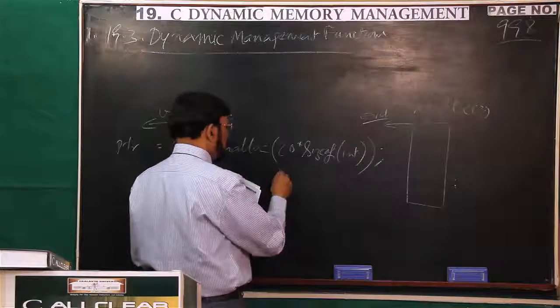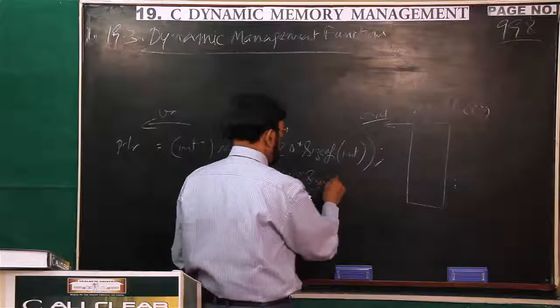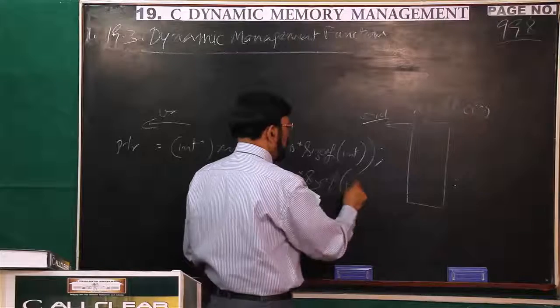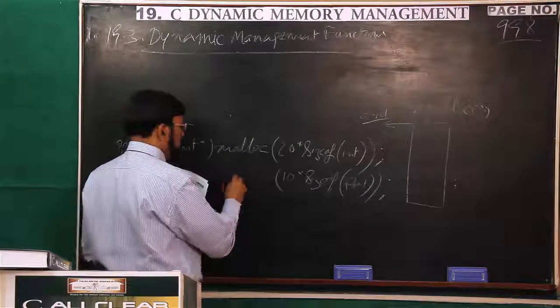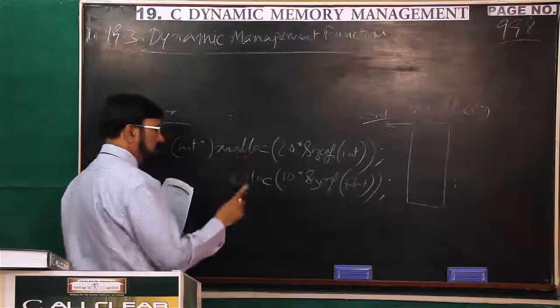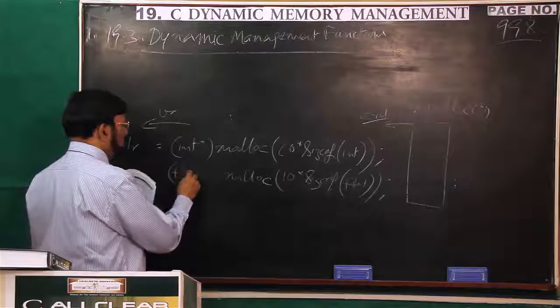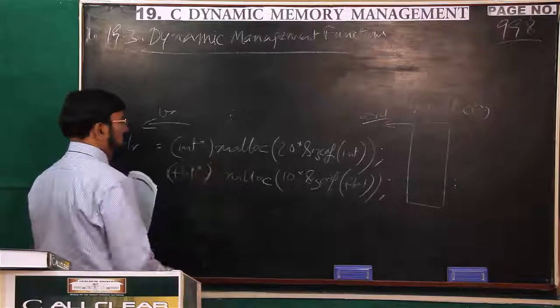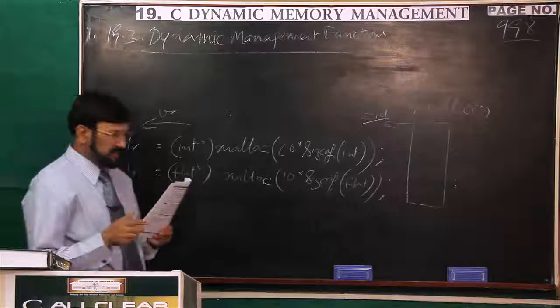Okay, one more example I show you for float. Suppose I want to store 10 floats. Then sizeof float, you write. This is the malloc function, which got allocated one block of memory on the heap. Then what should I do? Float, then pointer. Understand? This is the syntax.